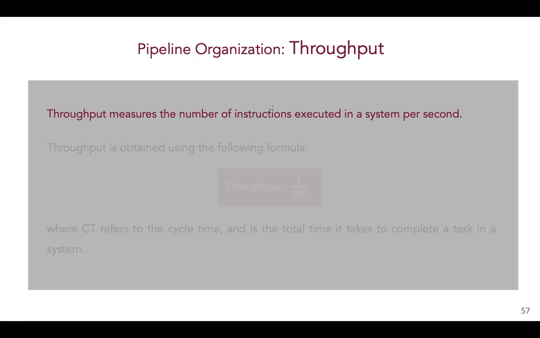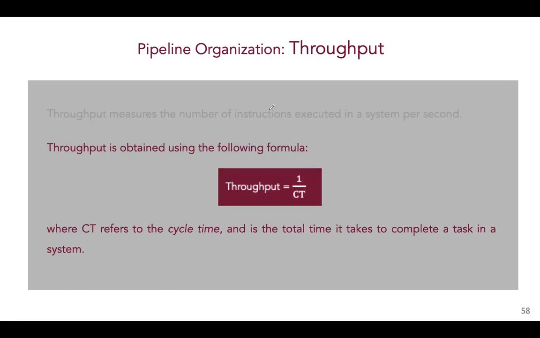All right, let's move on to our third general consideration and the third source of advantage for a pipeline, that is throughput. Throughput is the number of instructions executed in the system per second. Since we're talking about advantages, it's also important to know how many instructions our pipeline system can execute in a second. That's also an important measure of its efficiency.